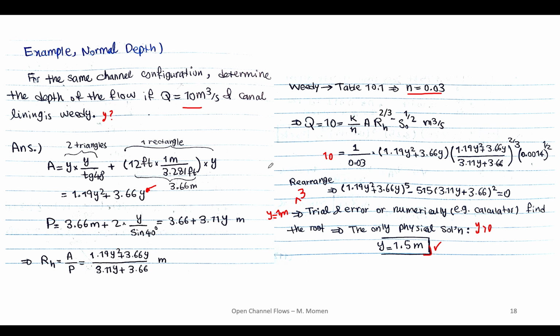So for this type of problem where you have to determine the normal depth, what you can do is, again, we use Manning's equation, but at the end, we end up with a nonlinear equation for the flow depth. So we have to solve this by trial and error, or numerically, or using a calculator.